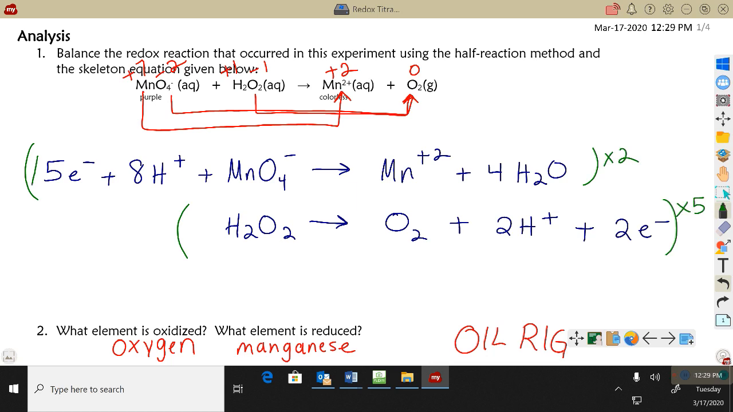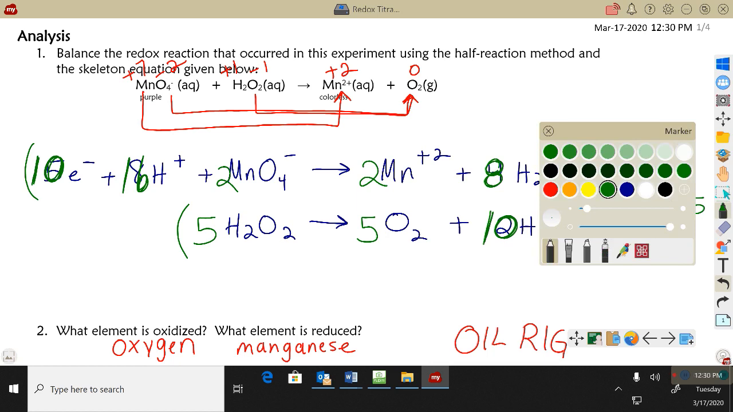This then will become 10. Oh, brother. 16 hydrogen, 2 permanganate, 2 manganese, and 8 water. Then the second half all gets multiplied by 5. And then, yep, here's going to be my 10 hydrogen and my 10 electrons.